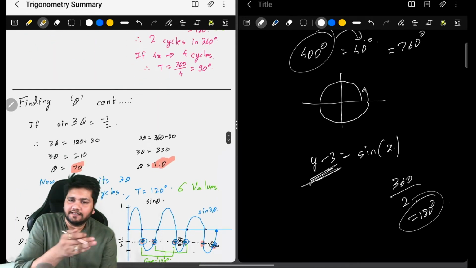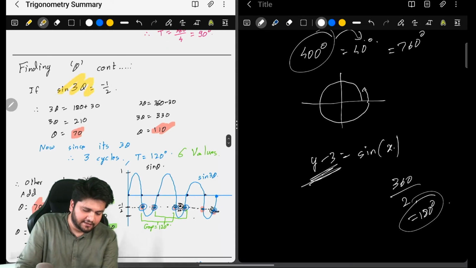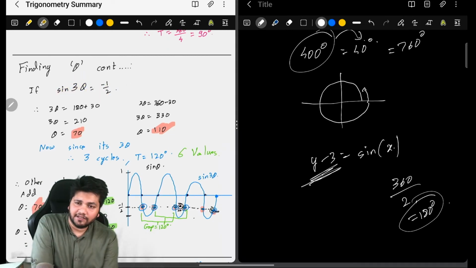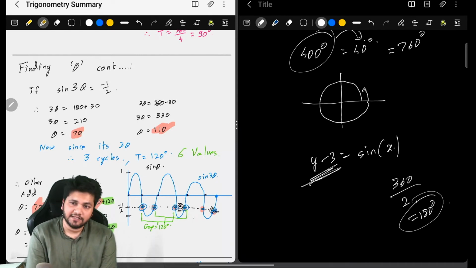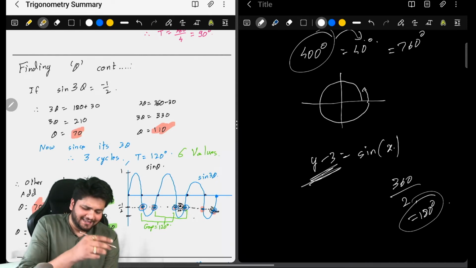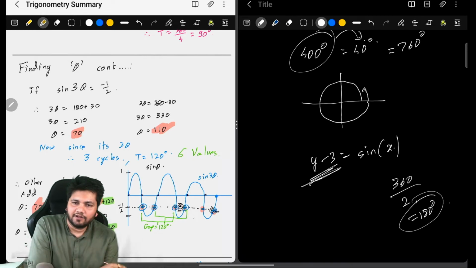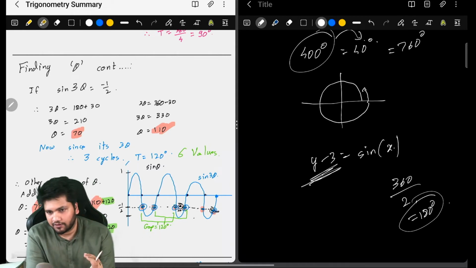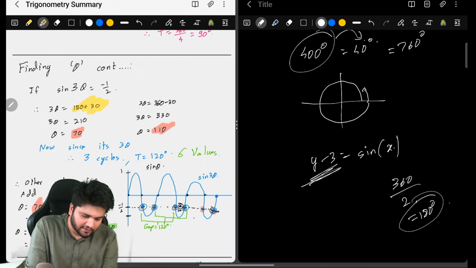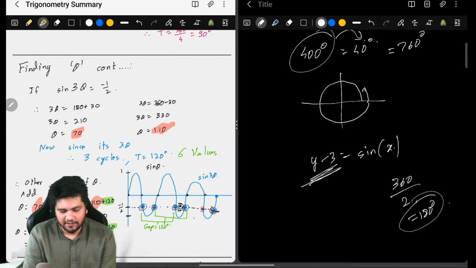Now finding theta, we'll continue. What if it is sine 3 theta equals minus 1 by 2? Same example I have taken. Previously I took sine theta equals minus 1 by 2. This time I have taken sine 3 theta equals minus 1 by 2. Same procedure. We'll find out where sine is 1 by 2. We got it as 30 degrees. Negative, that's why third and fourth quadrant. In the third quadrant we got 3 theta as 180 plus 30. In the fourth quadrant we got 360 minus 30, which is nothing but 330.